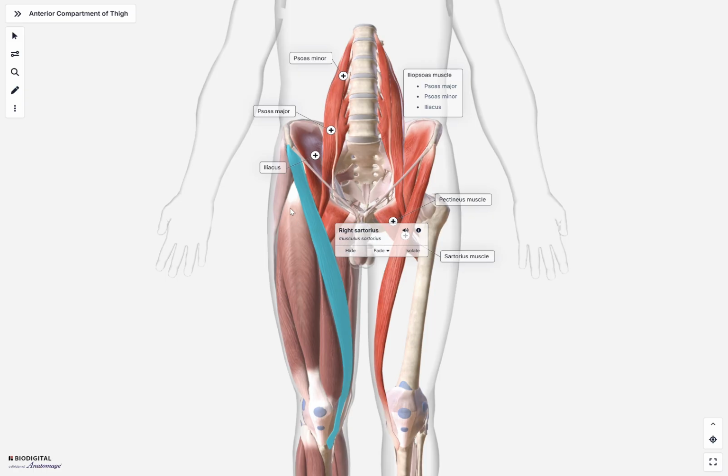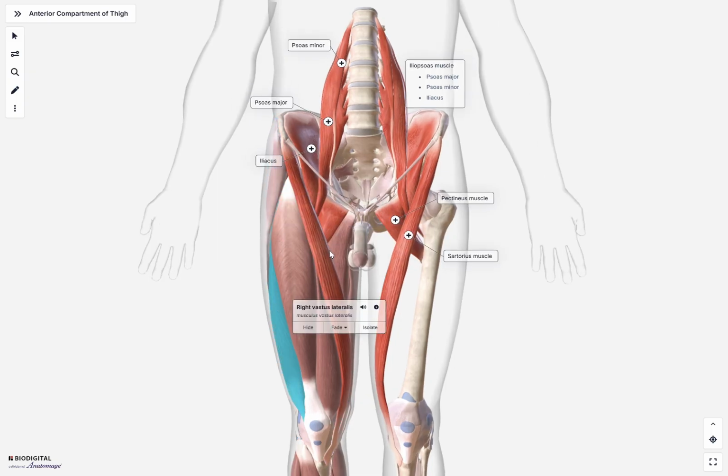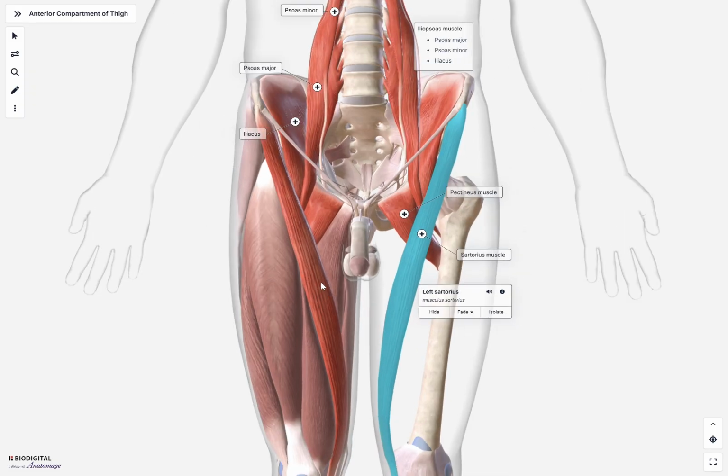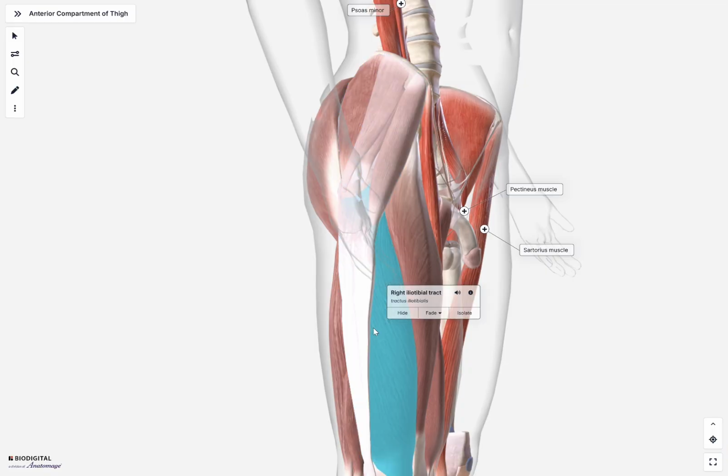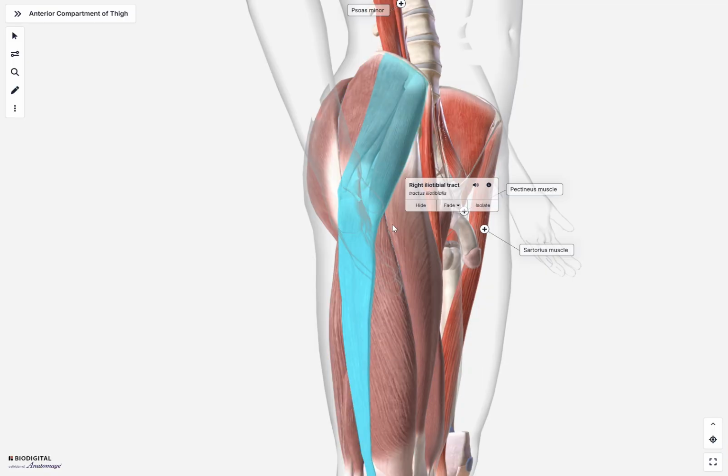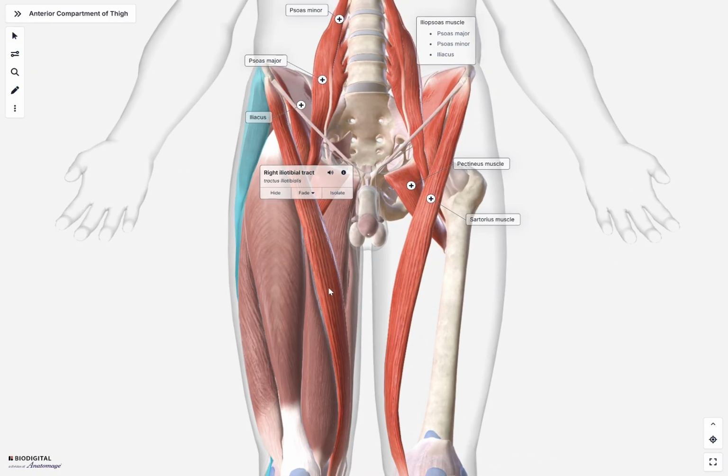Last muscle is the tensor fasciae latae, or the TFL. I'm not sure if you can see it on this model, but it'd be somewhere around here. Technically, it's on the lateral thigh. It's often grouped with the anterior thigh because of its function.